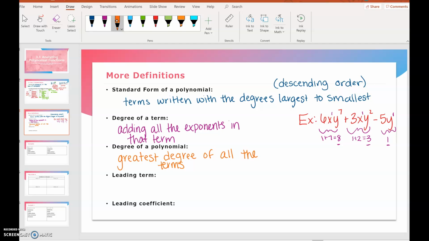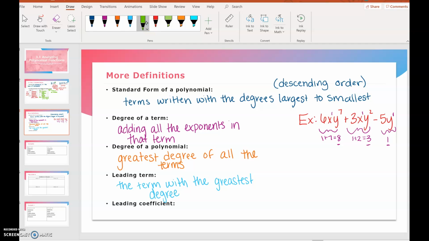And then later on, when we're looking at more information, we're going to need to know the leading term, what the leading term is. And so the leading term, we're going to be looking at the term with the greatest degree. Sorry, I can't write as fast as I can talk. Greatest degree.